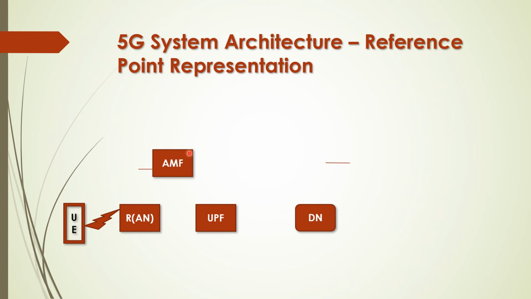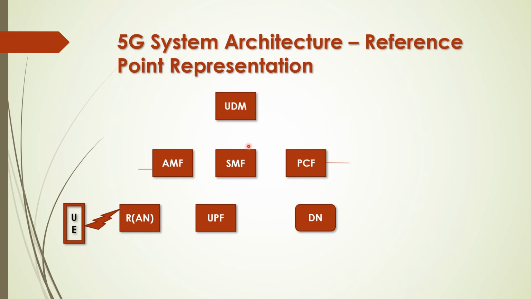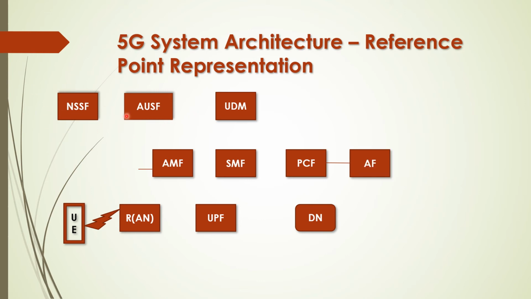Then if we move towards the control plane part, we have the AMF, access and mobility management function. Then the SMF, session management function. Then the PCF, policy control function. Then the UDM, user data management, then the AUSF, authentication server function, then the NSSF, which is the network slice selection function, then the AF, which is the application function. So these are the control plane functions. UE, RAN, UPF, and DN comprise the user plane.